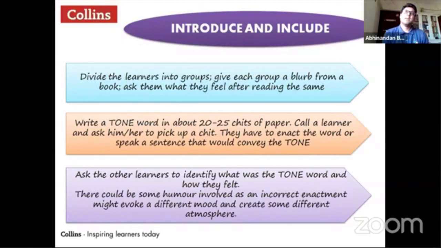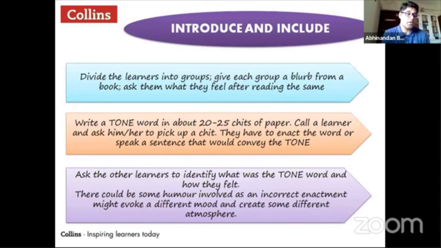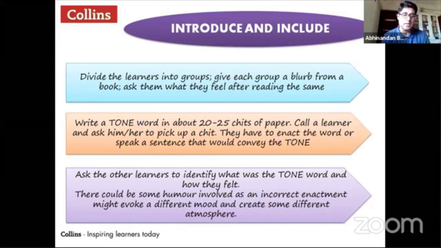Something that is extremely important is how, as I mentioned earlier, to introduce the topic. And of course, in today's times, we talk about differentiated learning, we talk about inclusive learning. How do we include all the learners equally and effectively? That's again something very important. So to introduce a topic, I've given some suggestions over here. Divide the learners into groups, give each group a blurb from a book, and ask them what they feel after reading the same. This can also be set up in a physical arrangement of a classroom where we can give them a blurb of any book.